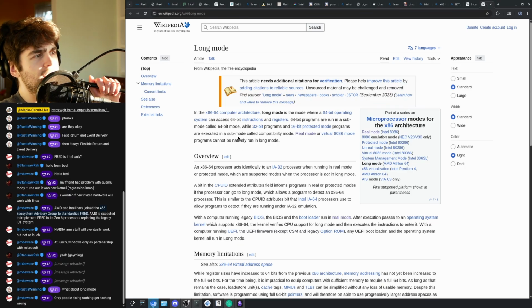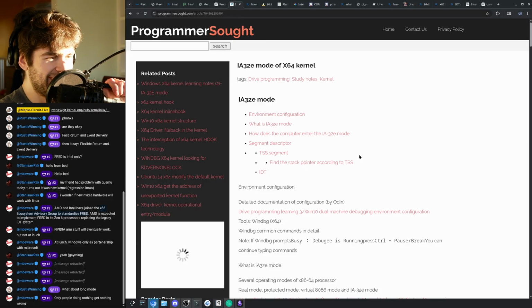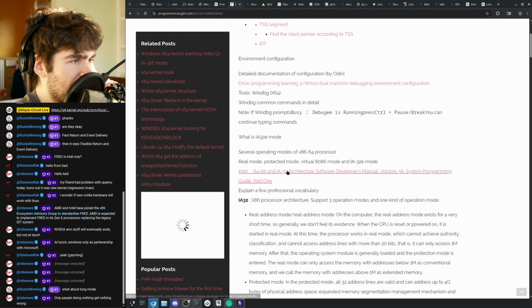In the x86-64 computer architecture, long mode is the mode where a 64-bit operating system can access 64-bit instructions and registers. 64-bit programs are run in a sub-mode called 64-bit mode, while 32-bit programs and 16-bit protected mode programs are executed in a sub-mode called compatibility mode. Oh man, that's what I searched earlier. IA32E. Let's reread that and actually understand.